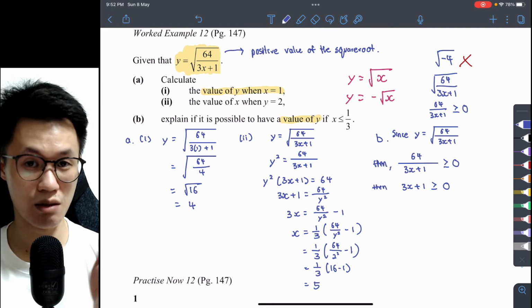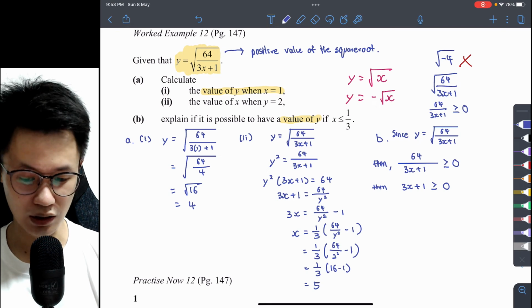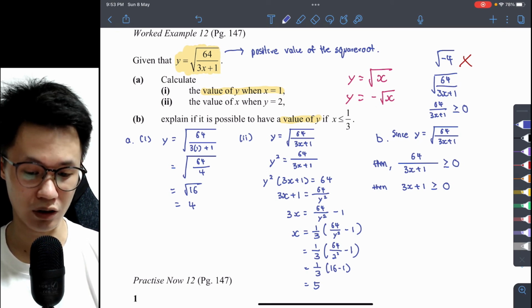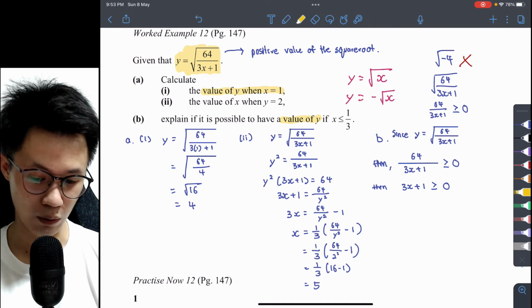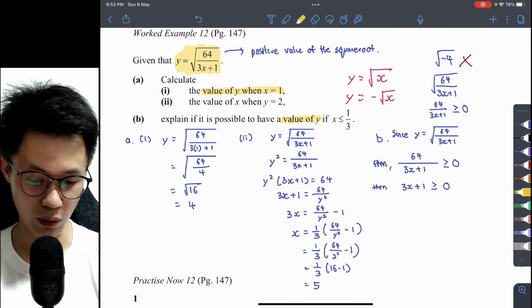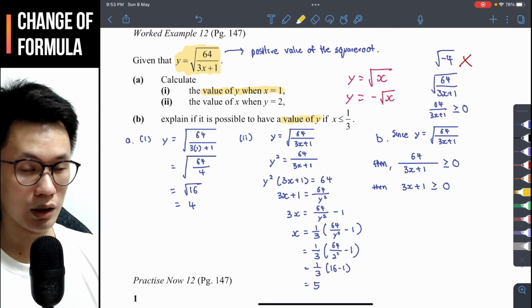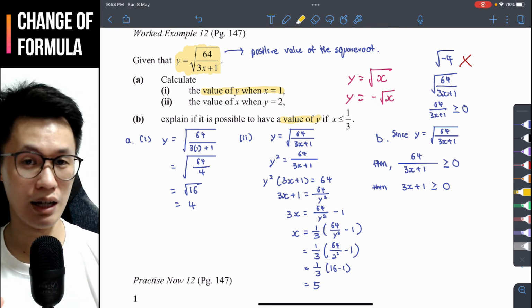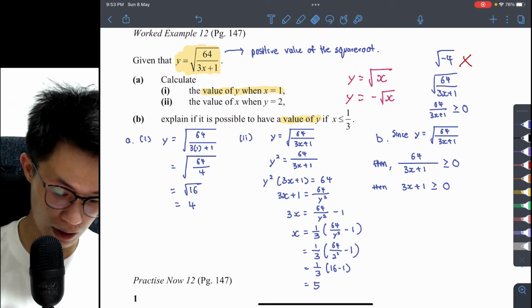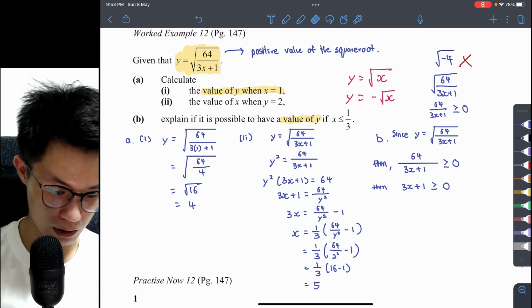Okay, I say again, 3x plus 1 cannot be negative here because it does not make sense. If 3x plus 1 is negative, then 64 over 3x plus 1 would be negative, and that is not correct, because in the question we have stated that y is equal to the square root of 64 over 3x plus 1. So 64 over 3x plus 1 has to be positive, and then 3x plus 1 has to be positive. Now this is an inequality, so let's make x the subject here.